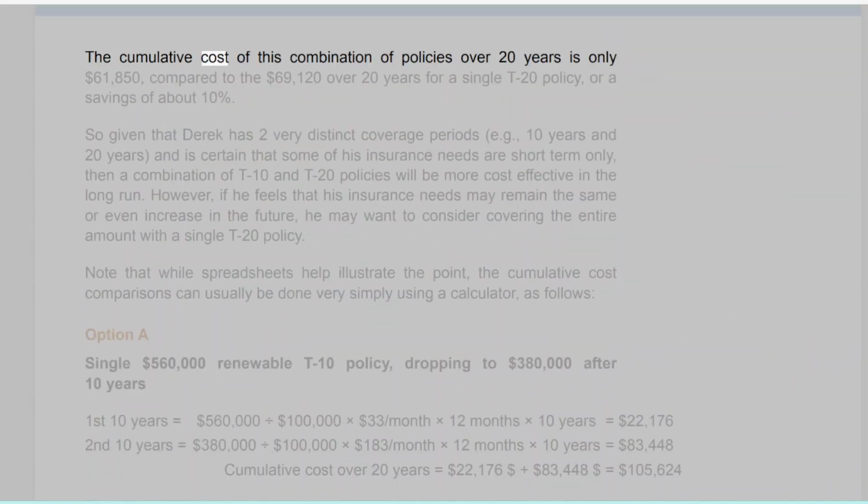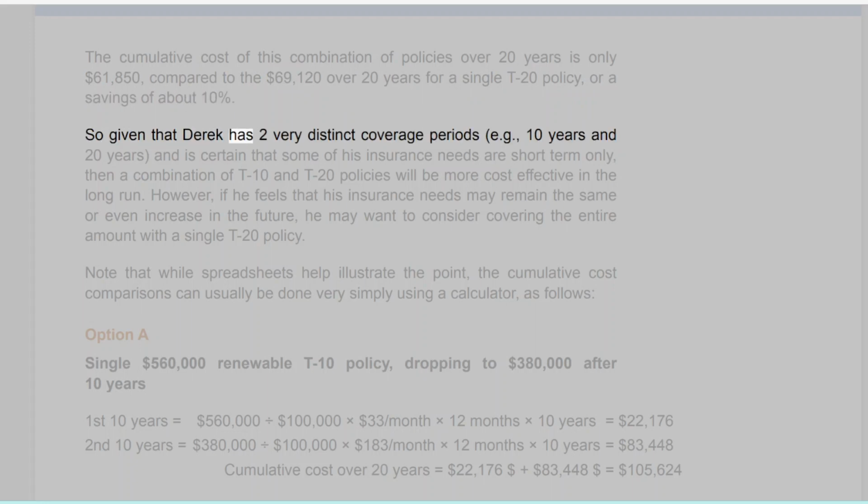The cumulative cost of this combination of policies over 20 years is only $61,850, compared to the $69,120 over 20 years for a single T20 policy, or a savings of about 10%.